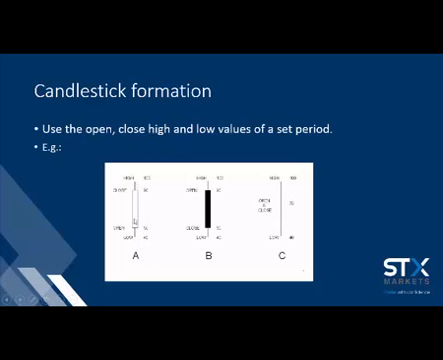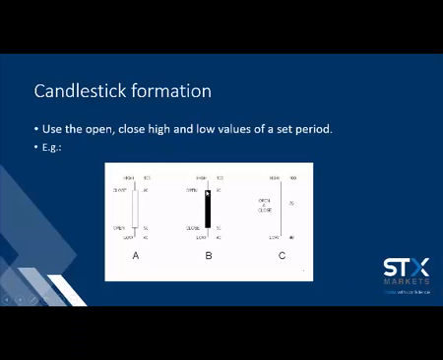In this filled-in area here, the real body of the candle is where the price opened and where the price closed. Now this candlestick, example A, is a very bullish candlestick, and in this diagram it's coloured in white. Depending on your trading platform, it could be green or blue. Generally speaking, a bullish candlestick is green.